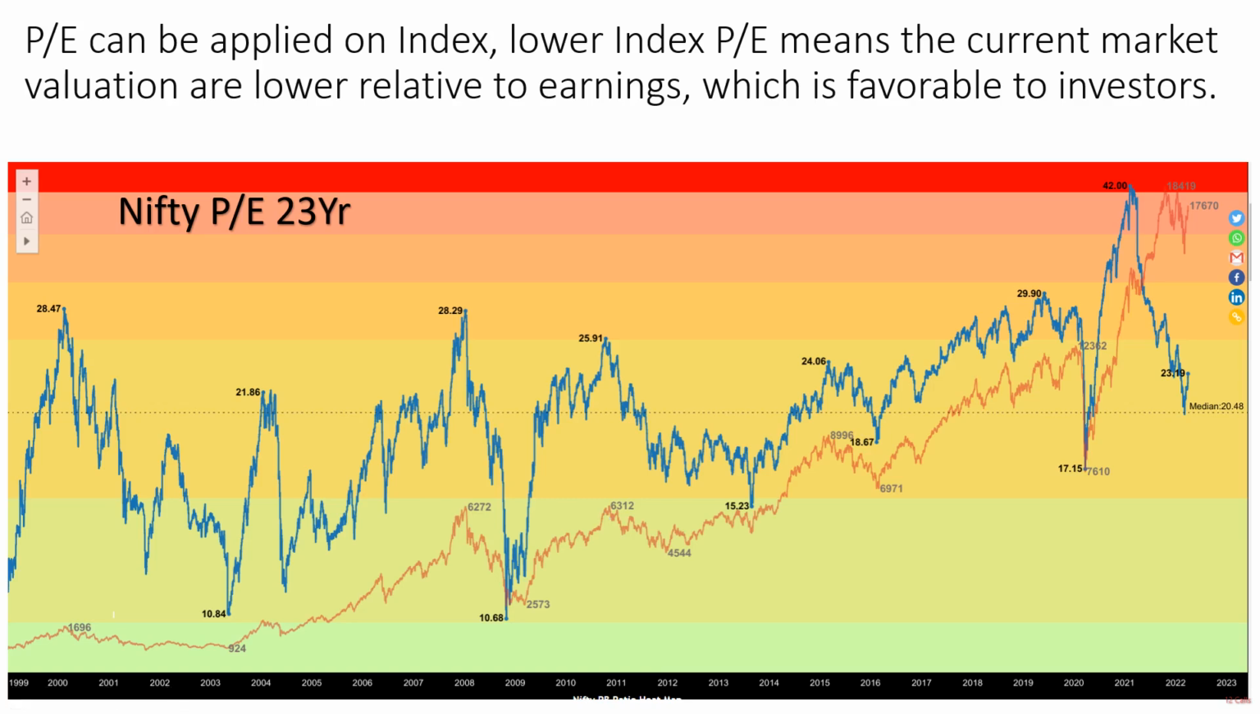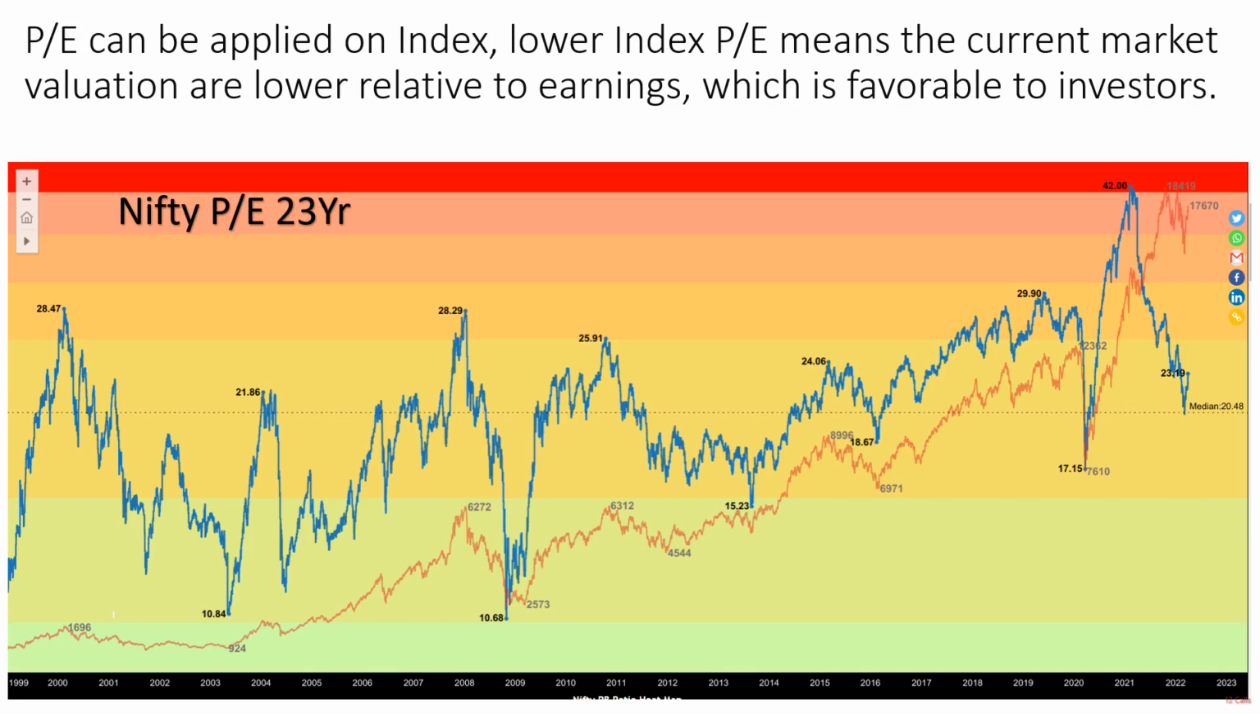Now P by E can be applied on the index also. A lower index P by E generally means the current market valuations are lower relative to earnings, which is a favorable scenario to the investor. Now we'll try to understand with the example of Nifty P by E.